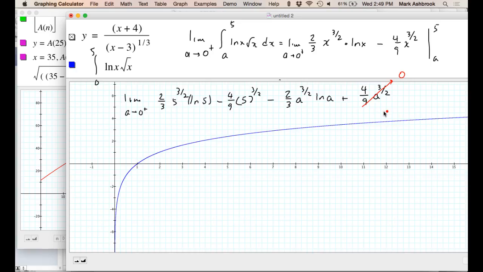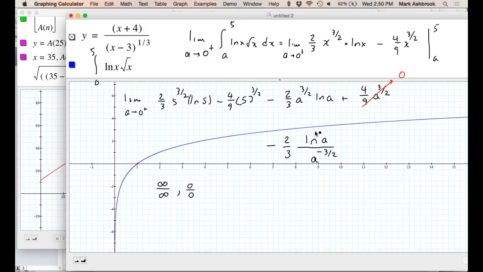2/3 a to the 3 halves, natural log of a. So natural log of a gets infinitely large negative, but a to the 3 halves goes to 0. So we have like 0 times infinity, or 0 times negative infinity. So we can rewrite this in order to do L'Hopital's rule, right? So we can do 2/3 natural log of a divided by a to the negative 3 halves, and now we have the infinity over infinity case, and we can apply L'Hopital's rule. So you can apply L'Hopital's rule when you have infinity over infinity or 0 over 0.